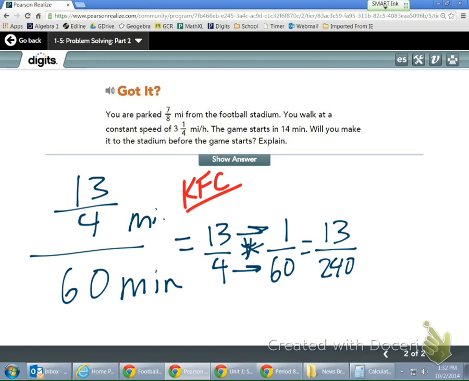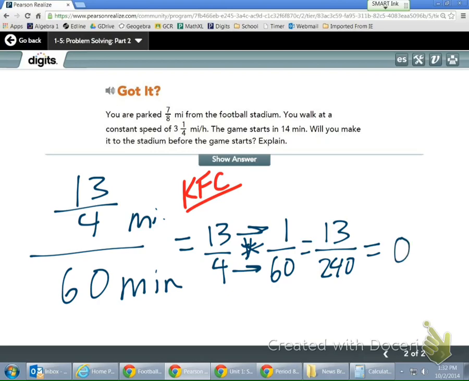No, it cannot be simplified. You can try 240 divided by 13. Sometimes it's worth trying it out. Now, can someone convert it to decimal form? I need to know what it is. What's 13 divided by 240?